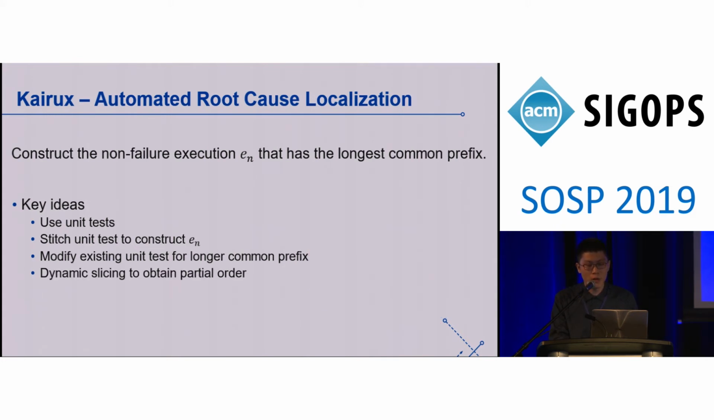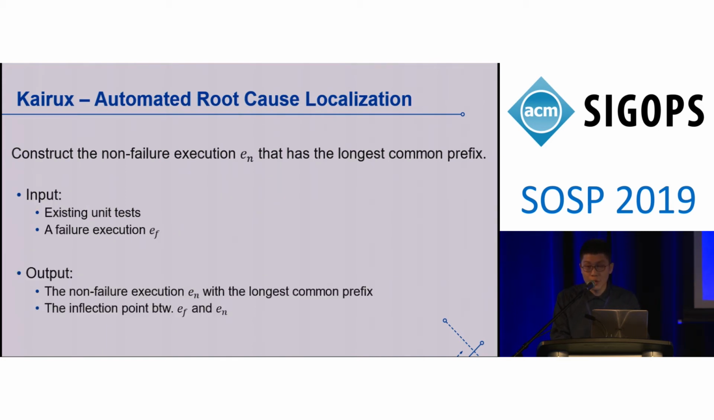Also, it's not possible to record the total order, and it's also not necessary. Kairux only takes a dynamic slice from the failure execution, which is a partially ordered trace that contains only the instructions that are relevant to the failure symptom. Given the existing unit test and one single failure execution EF as input, Kairux is able to construct a non-failure execution EN that has the longest common prefix, and consequently infers the root cause being the inflection point between EF and EN. And Kairux also outputs the steps to reproduce this EN, so this EN will be useful for developers to understand the failure and the root cause.